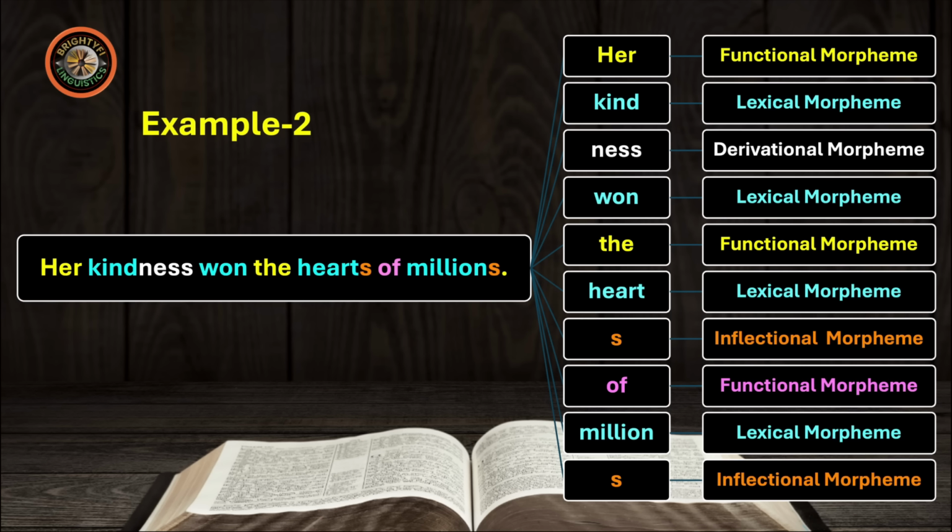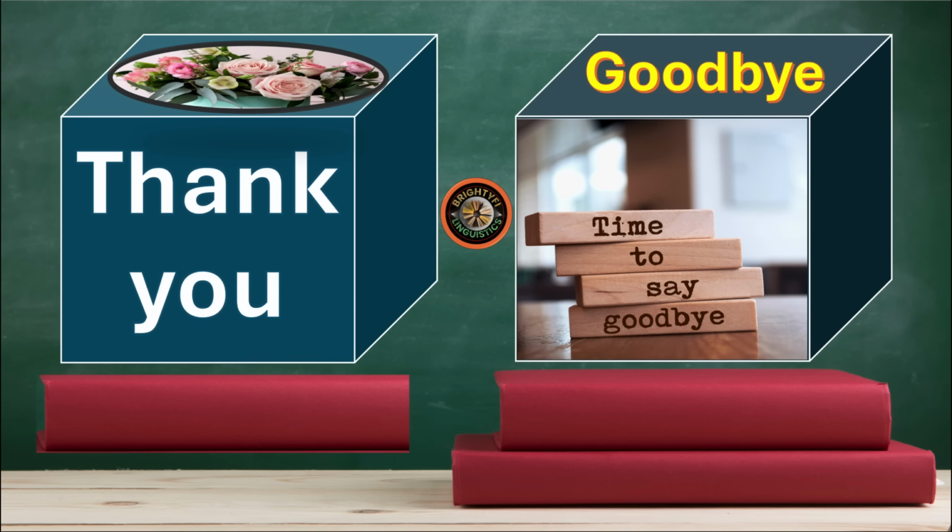That is how we can describe any sentence of English language morphologically, what we call morphological description or morphological structure of a sentence. Hope you understand the concept.